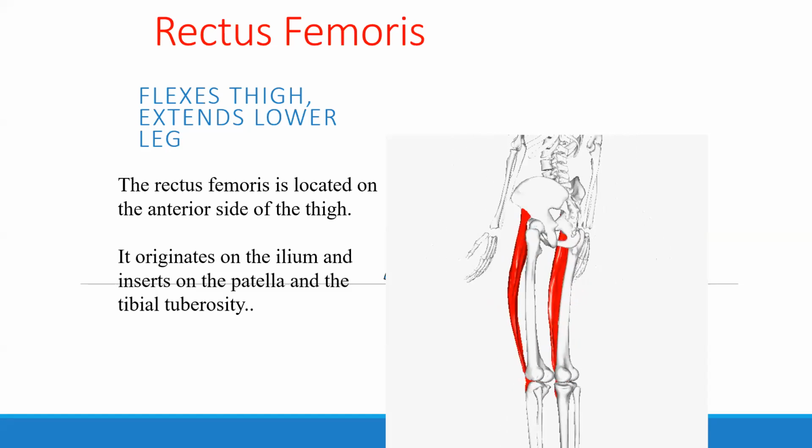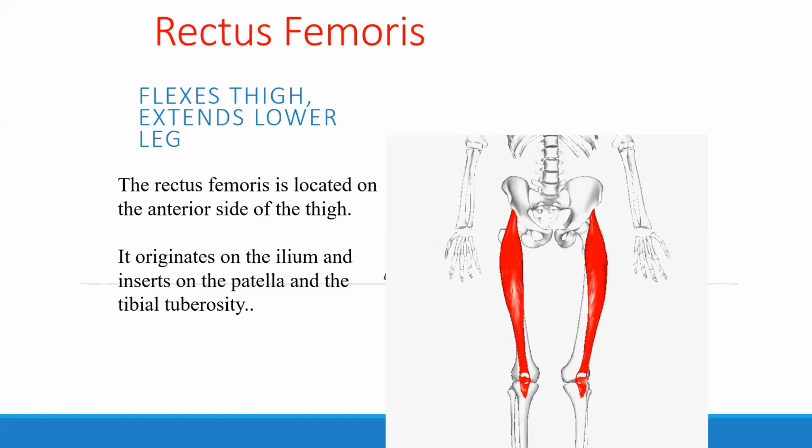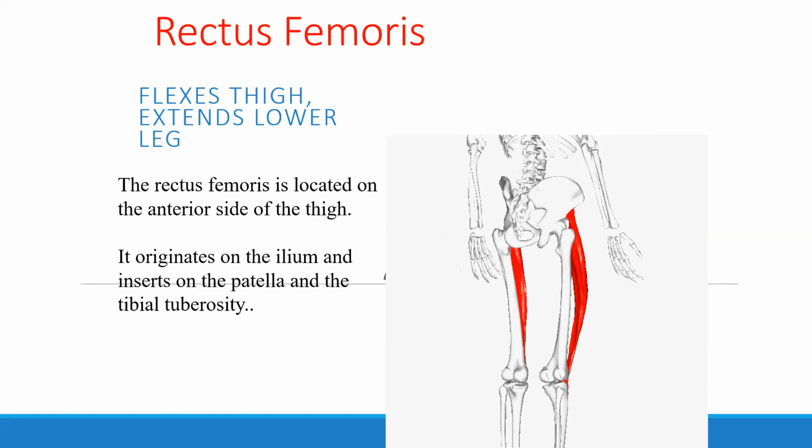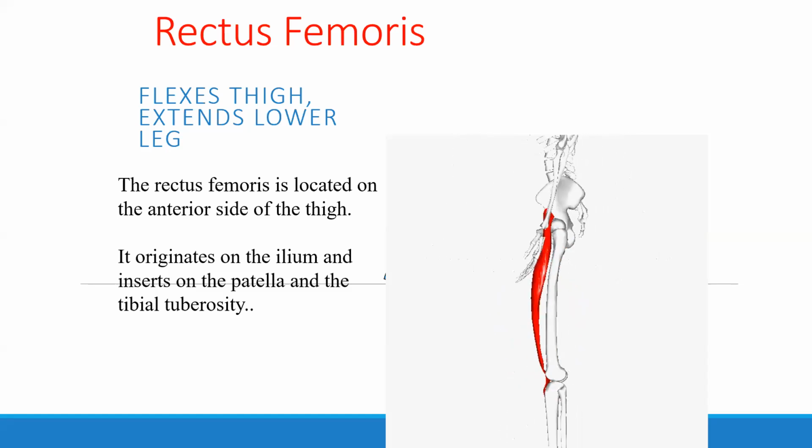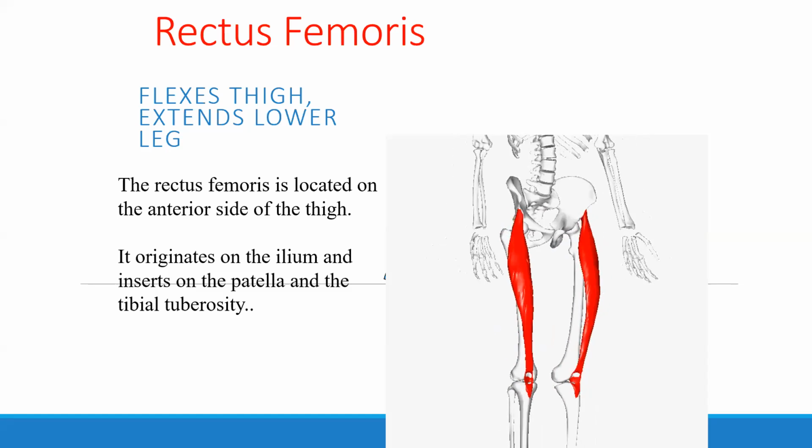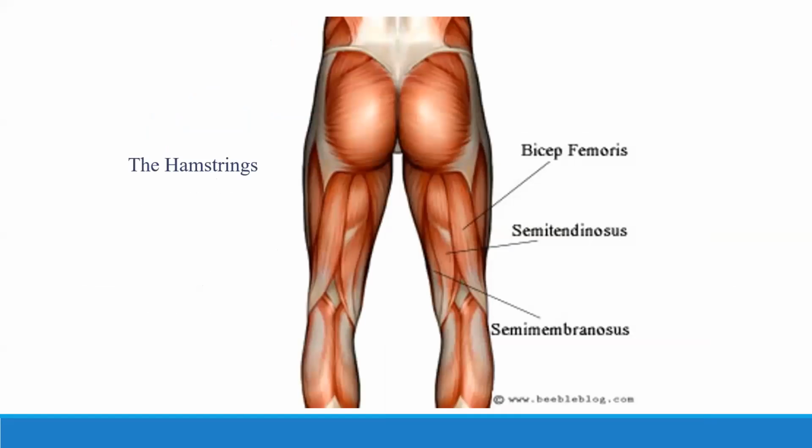You are extending your lower leg. That's what the quadriceps muscles do for us. And their antagonists are the hamstrings. There are three of them located directly below the gluteus maximus. They have the semitendinosus, the semimembranosus, and the biceps femoris.